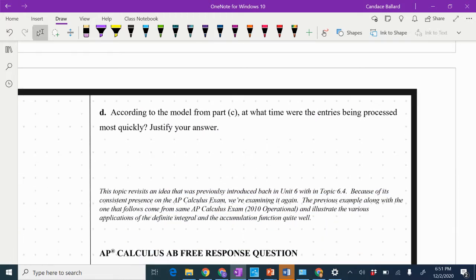All right, let's take a look at D. According to the model from part C, at what time were the entries being processed most quickly? And we are supposed to justify our answer. So when we're talking about most quickly, that's going to be some kind of a maximum value. So that means I'm going to need to do a t-chart of some kind. So I know I need t, I know I need p of t. I'm going to have to figure out where I have candidates. So I know that I need to look at where p prime of t equals 0.